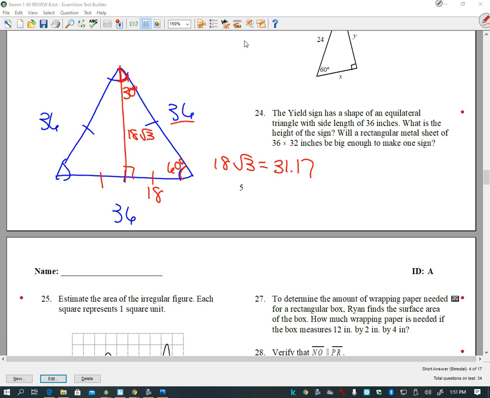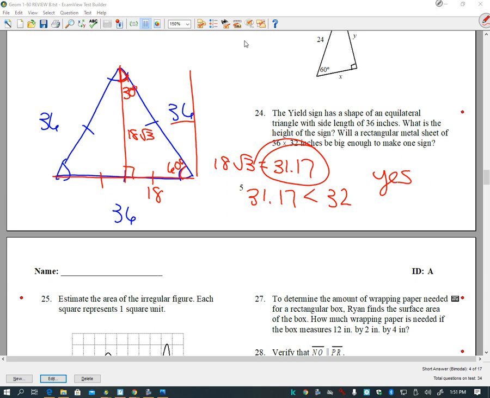36 by 32, well, we know the 36 portion of it will fit. The question is, is it going to be wide enough to get my yield sign onto? Well, my yield sign is only 31.17 inches tall, so at 36 by 32, do I have enough sheet metal? The answer is yes, because 31.17 is less than 32. Okay, so yes. What I'm mainly looking for is that right there. Can we do that?